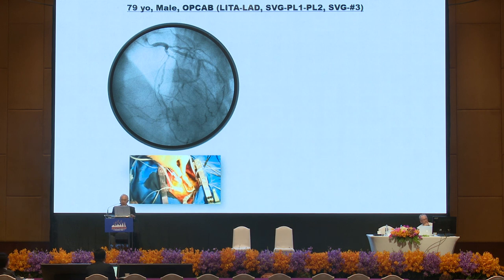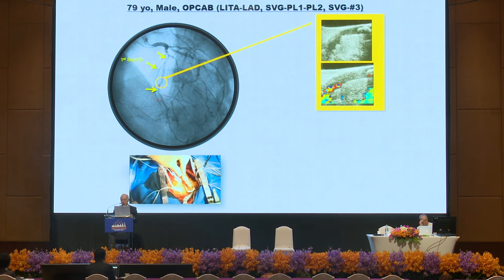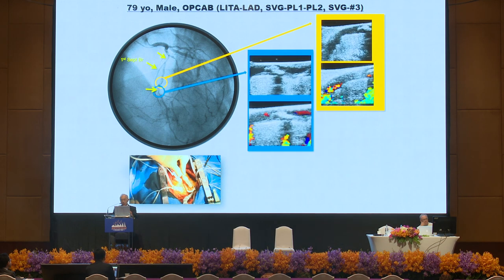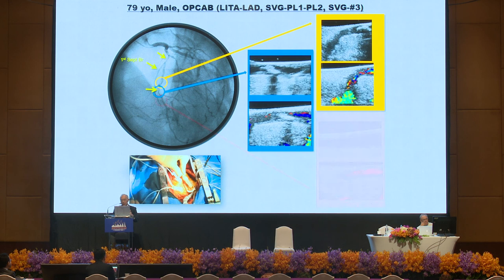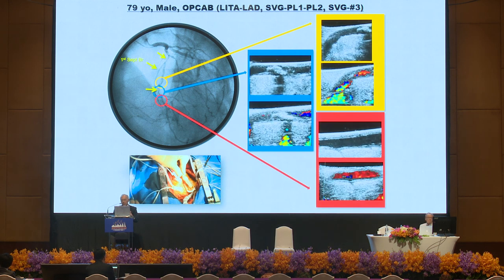How about this case? This case is a 79-year-old male OPCAB. This is a severe stenosis at the proximal portion of the LAD, and there is a first septal branch, and there is another suspicious portion. So I scanned this part. From the proximal, from this portion, it is intramyocardium, and there is an overriding calcium plaque over there, and the distal portion is okay.